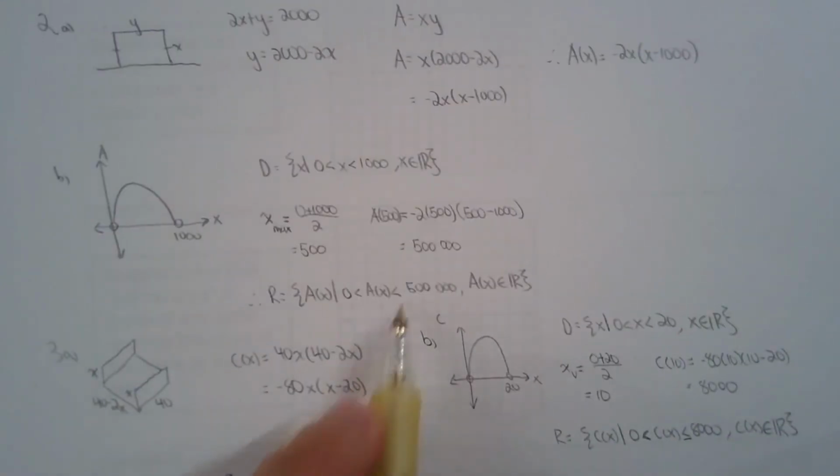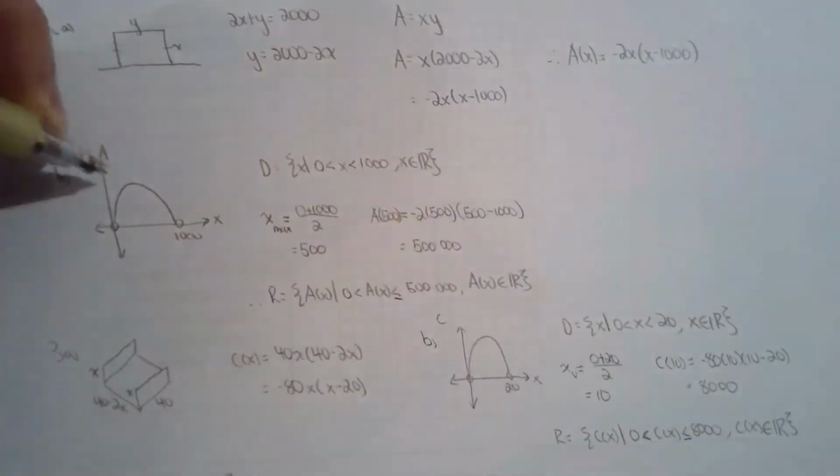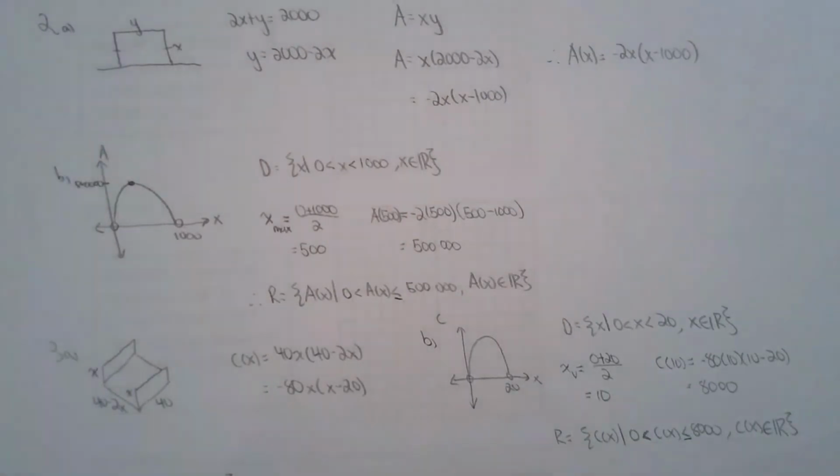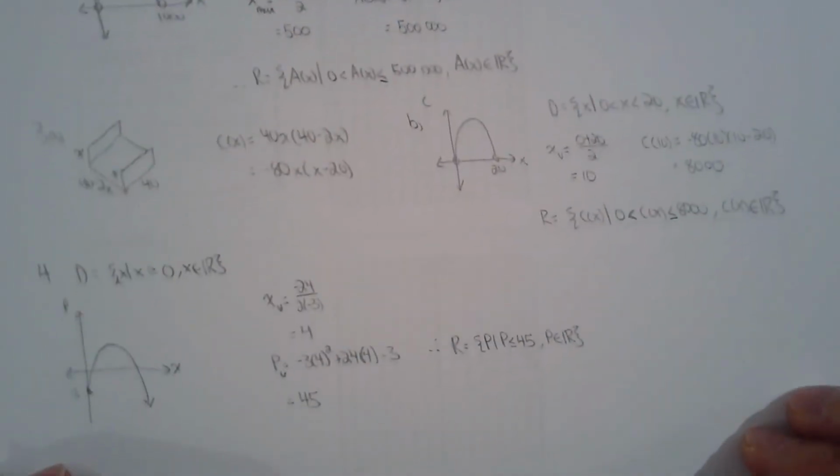Almost forgot, I made a mistake here as well. It can be 500,000 because it's a closed circle here. You reach that. Okay. Ooh, that was close. All right, and then number 4.